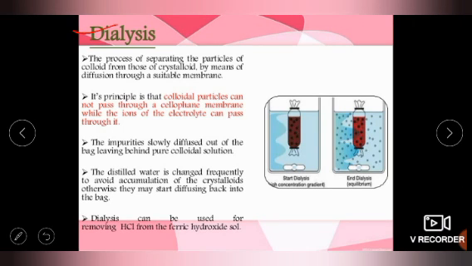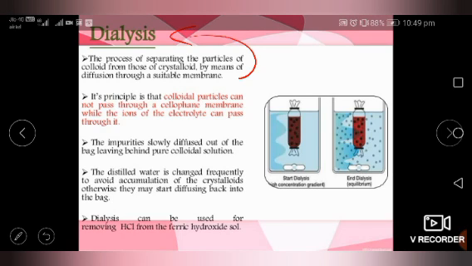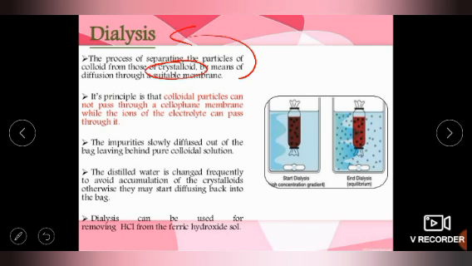If we talk about dialysis, this word is not new for everyone. It is the process of separating the particles of colloids from those of crystalloids by means of diffusion through a suitable membrane. This is the function of the kidney in our body, which separates the crystalloids from our body. The principle is that colloidal particles cannot pass through the cellophane membrane, which is called a suitable membrane, while the ions of the electrolyte can pass through it.